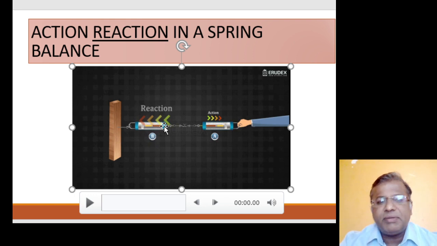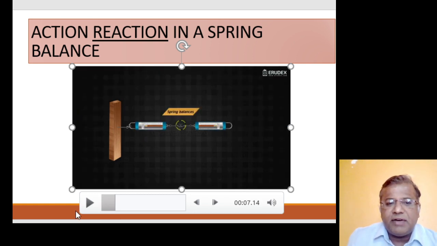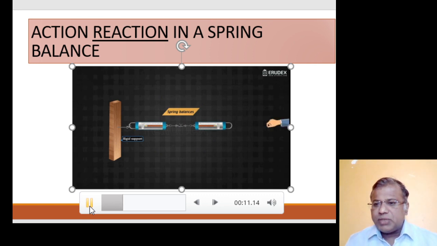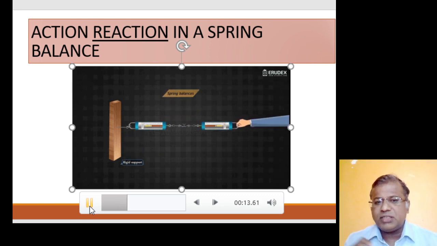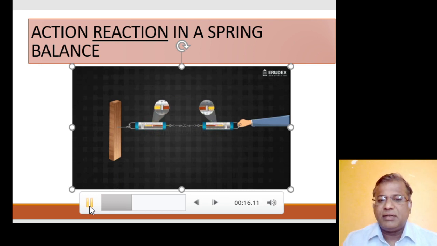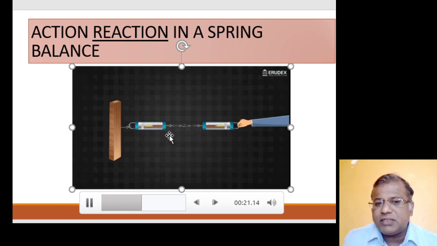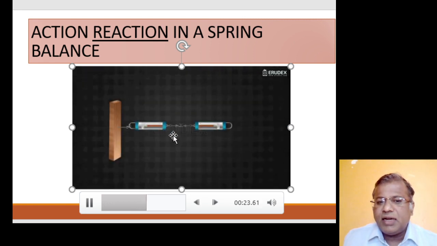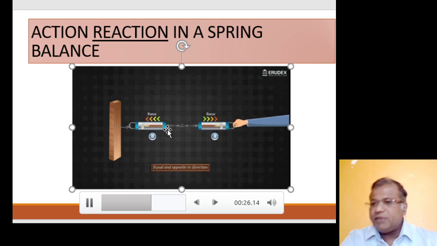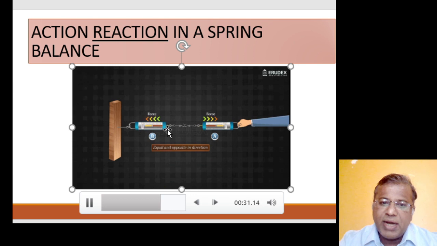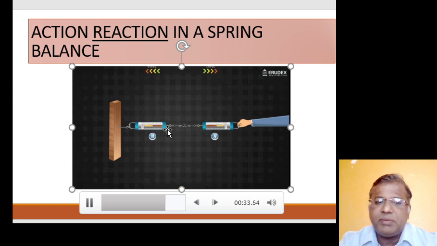Many examples can be quoted over here. So this spring action example which we are just viewing here will show you that the two values are almost the same. Both the springs will show the same reading, right? I have taken two springs, basically the springs used to measure the weight or mass of an object, and you will see that when you are pulling them together, both will have the same reading. So one will be the action and the other will be the reaction, right?